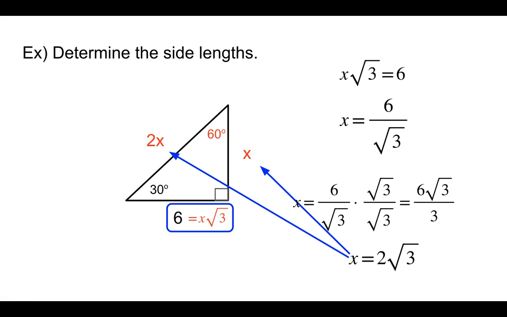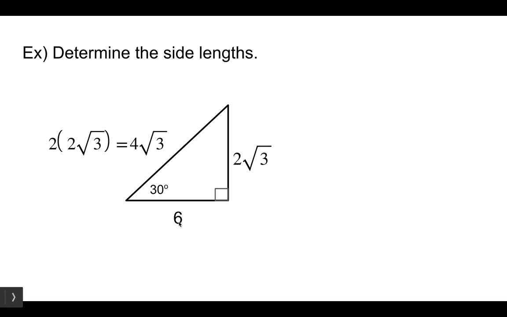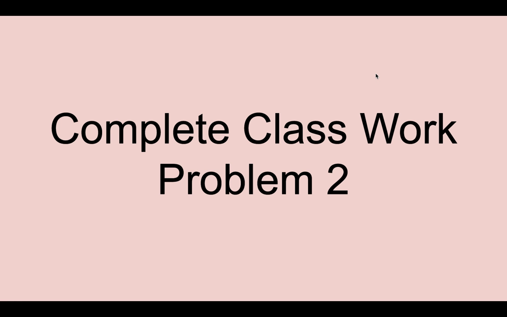So I can plug in x to both of these. If this side is 6, then this side has to be 2 rad 3, and this side has to be 2 times 2 rad 3, which is 4 rad 3. So if this is a 30, 60, 90, and the horizontal side is 6, these have to be the lengths of the other two sides. Okay, that's it, actually, the end of the video.